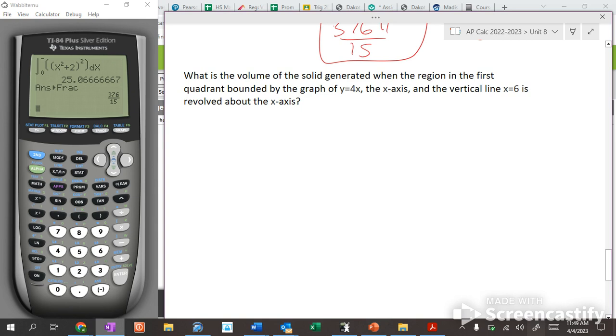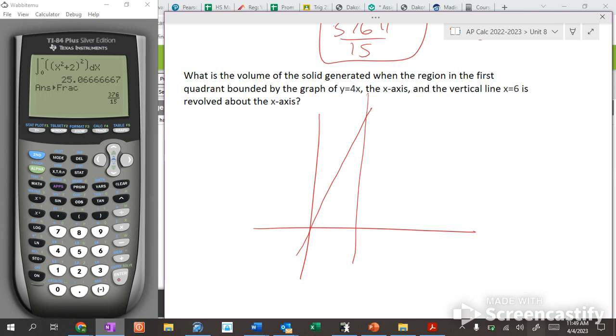All right, volume of a solid generated when a region in the first quadrant is bounded by y equals 4x, the x-axis, and the vertical line x equals 6 revolved around the x-axis. So y equals 4x is a fairly vertical line like this. X-axis, vertical line at x equals 6 is like this. And we're revolving around the x-axis. Washer or disk method? It's solid against the x-axis. It's the disk method. So it's pi integral.